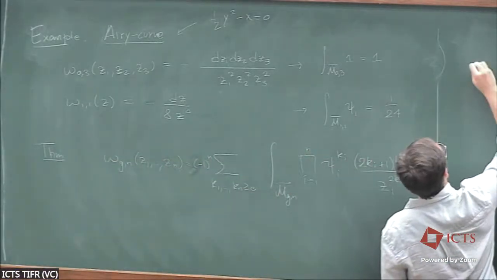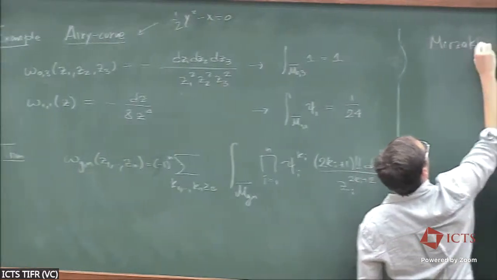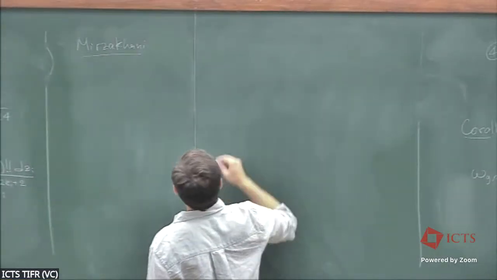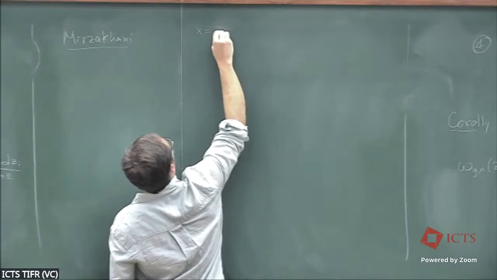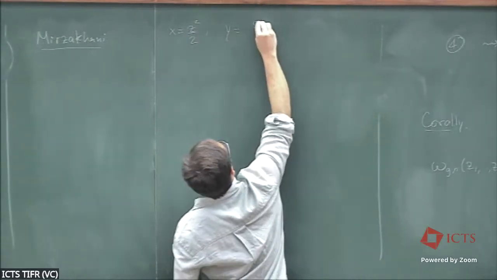So maybe let me do another example, which is the Mirzakhani curve. Remember, the Mirzakhani curve is the one where x is z squared over 2 and y is equal to the sine function.